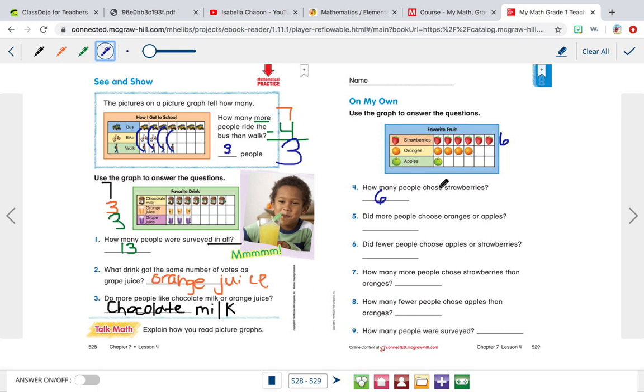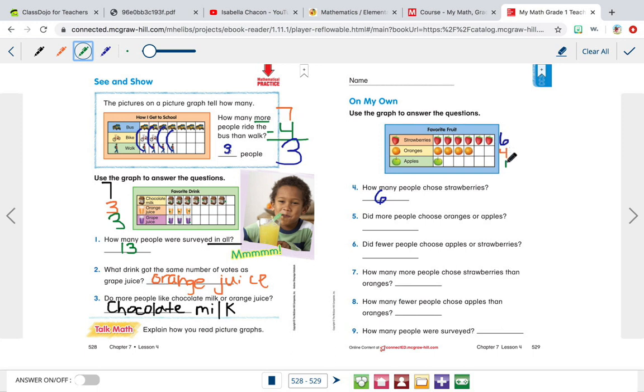What about this one? Did more people choose oranges or apples? So here's oranges and here's apples. Let's count oranges. There's 1, 2, 3, 4 oranges. And how many apples are there? There's 1 apple. So you can already see, we didn't even have to count the oranges or the apples because you can already see there's more oranges than apples, which is another reason I love picture graphs, because you can already see who has the most.